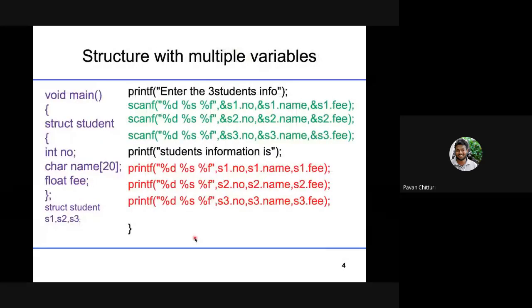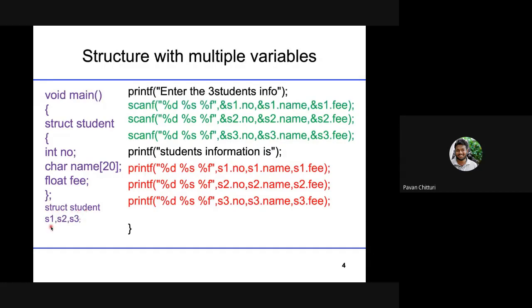So in the main function, we have created a structure which has three different data types, and we are not declaring the variable here. We are declaring it separately.